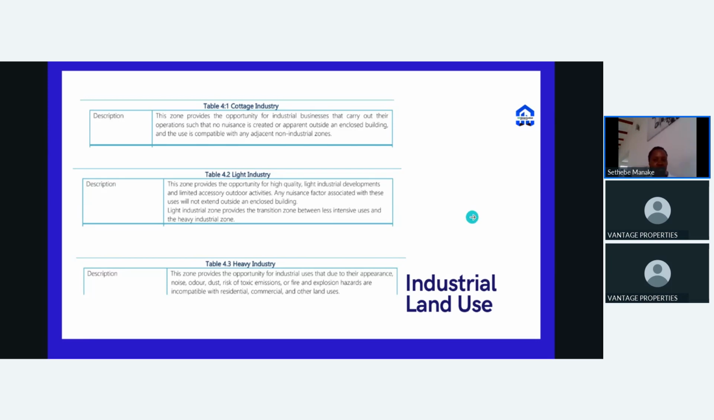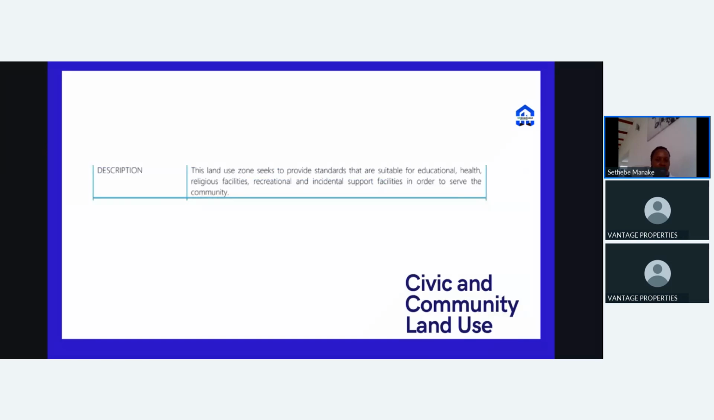And then the civic and community use; we underestimate how useful it can be. Civic and community can be used for educational facilities, health, religious, recreation, and incidental support, supporting the community. Any use that supports the community and how it lives and survives can be deemed civic and community. It's not necessarily a business trade as such, but it improves life within that community, so that thing becomes a civic and community use.